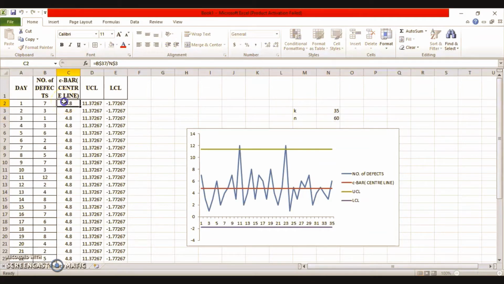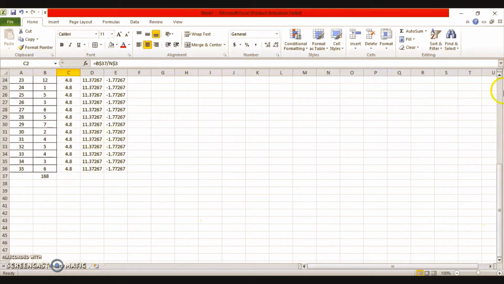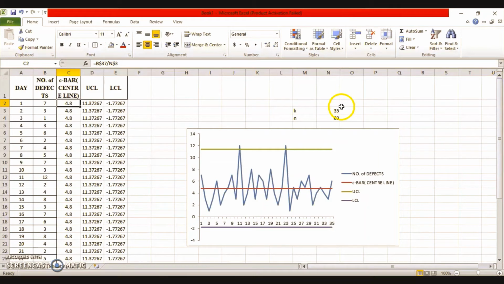For calculating the value of C bar, or the center line, we have to take the ratio of the total number of defects divided by the total number of samples. Our total number of defects here was 168, and that was divided by the total number of samples, that is 35, the K value. So basically C bar is the ratio of 168, the total number of defects, upon 35. And we put a dollar sign to keep the reference fixed across the sample.